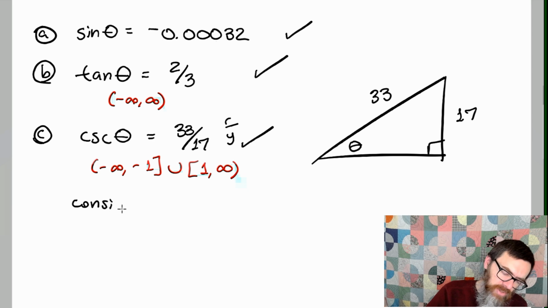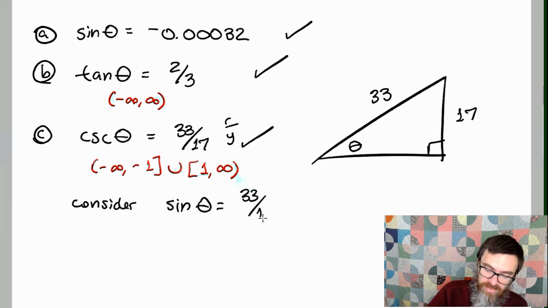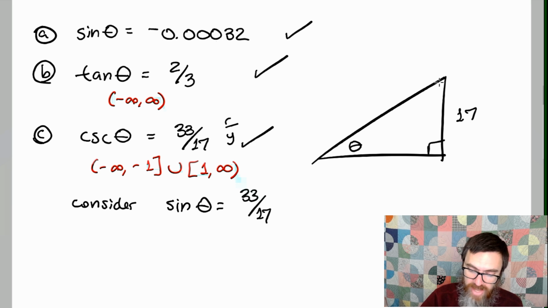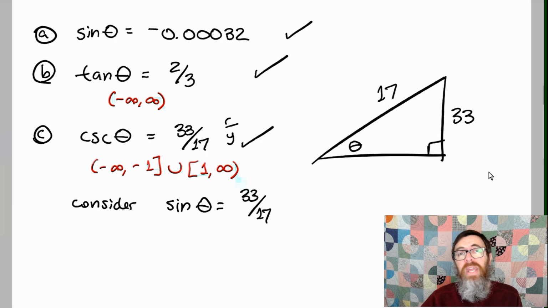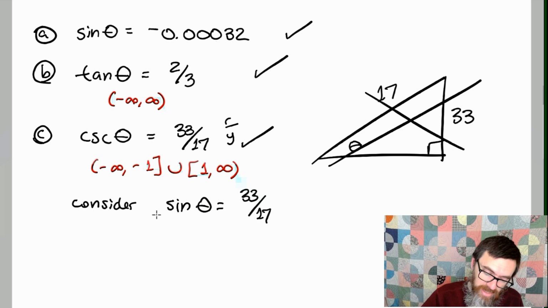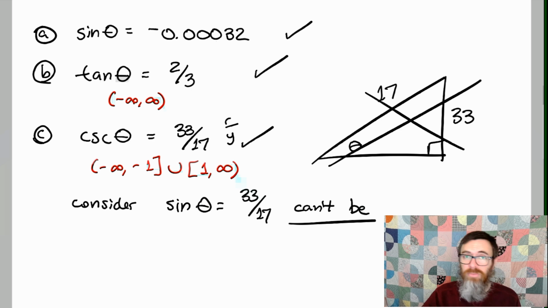But consider this. Consider if I have sine of theta is equal to 33/17. So imagine that that's the case. What does that mean in terms of where these numbers come from? Well, sine is supposed to be opposite 33 over hypotenuse 17. This triangle is not possible because you can't have a hypotenuse that's not the longest side in a right triangle. So this doesn't make any sense. This guy can't be. This is impossible, right?